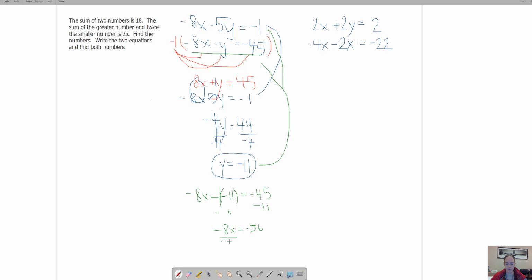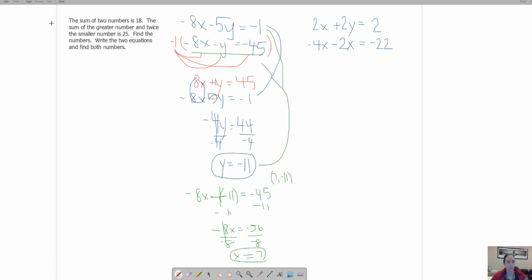And then I have to do the opposite of multiply, which is to divide both sides by -8. And that's going to give me, this is 1, so 1x equals -56 divided by -8, which is 7. Woo. So that's what my x equals. So my ordered pair would be 7 and -11. Okay, so it's kind of a long process, but it's not too bad once you get the hang of it.